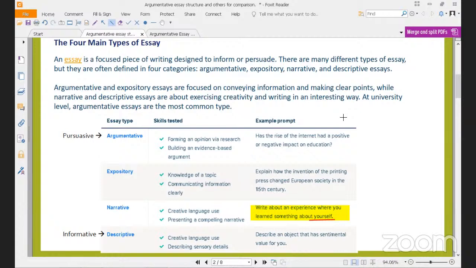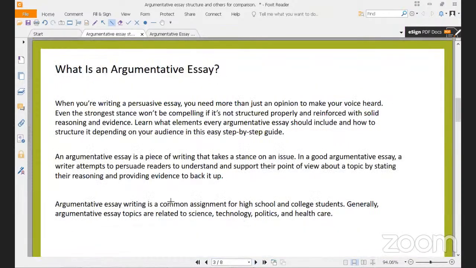No questions, kids? Okay. So what's an argumentative essay? Let's get deeper into this. Camila, can you help us with the reading?